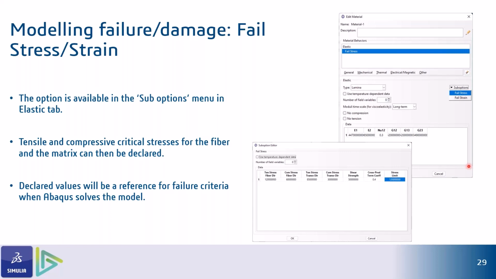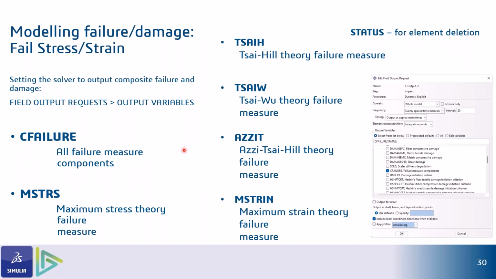to which the material can withstand until it fails. So once it's reached these points, it then takes these constants into these outputs, which you can choose again. If you go to the field output requests, you can choose which output you want to measure in order to see if the elements will fail or not. So there are many options like the C failure, the max stress, the Psi-Hill, the Psi-Wu, the ASI sign, or the maximum strain. Now, in order to also enable element deletion for the mesh, it's important to include the status as well.